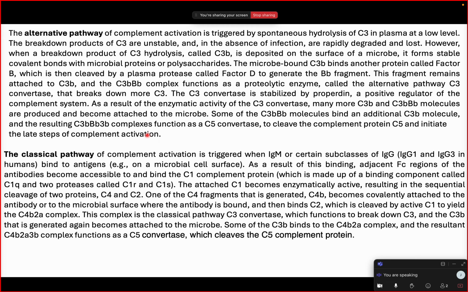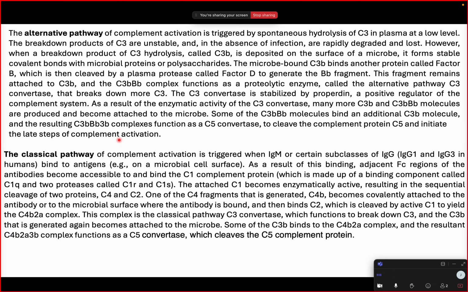While in the classical pathway, the activation is triggered by IgM. So remember, there are a total of three complement pathways, two of which do not require any antigen-antibody complex, while one pathway needs the recognition of the antigen-antibody complex, and that pathway is the classical pathway. The activation is triggered when IgM or certain subclasses of IgG, IgG1 and IgG3, bind to antigen.